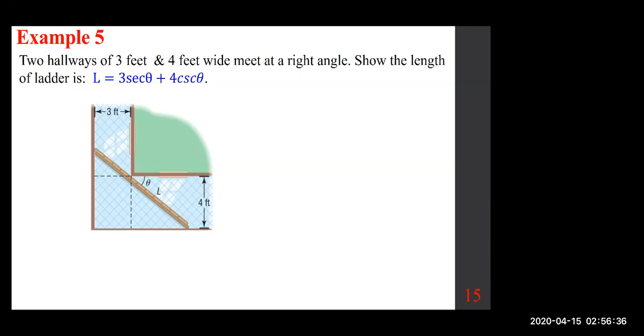Here's the last one. The application, how it works, that's interesting. It says 2 hallways of 3 feet and 4 feet wide meet at a right angle. Okay? We want to show the length of the ladder is given as L equals 3 secant theta plus 4 cosecant theta. I want to show that. Actually, we have a very interesting application. I always go over that when we go over calculus. We have something called optimization and how we can minimize the size of this ladder.